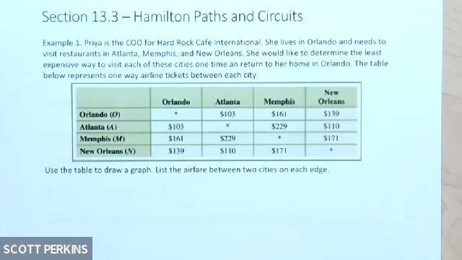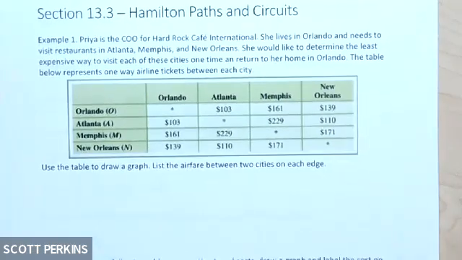But before we do that, we're going to remember making a graph. We're going to talk about our graph in addition to it. So my example that I'm going to do a couple different things with in this section is example one. Priya, she is the chief operating officer for the Hard Rock Cafe. She lives in Orlando, and she needs to visit restaurants in Atlanta, Memphis, and New Orleans. So Priya has 3 other cities that she wants to go to. She would like to determine the least expensive way to visit each of these cities one time and return to her home in Orlando. The table below represents the one-way airline tickets between each city.